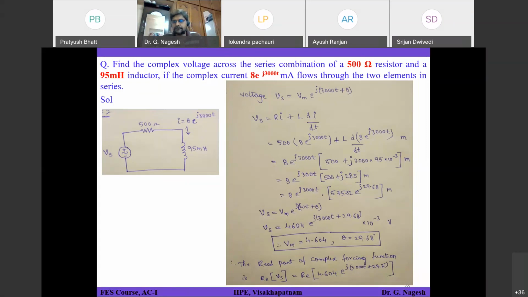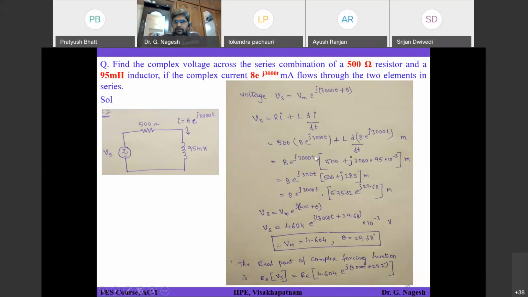So if you consider the derivative of e power j omega t, you will get e power j omega t into j omega. That e power j omega t is nothing but 8 into e power j3000t. So that term will be there, plus j omega, and L will be there as it is. This e power j omega t is common for both the terms, so that's why I have taken it out.